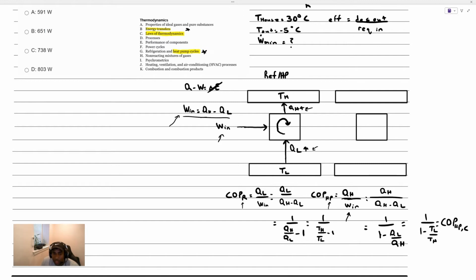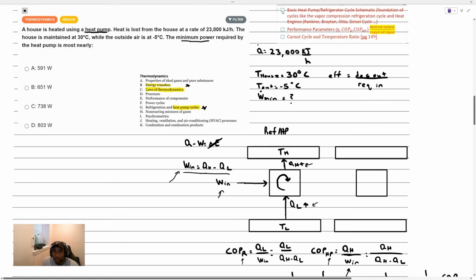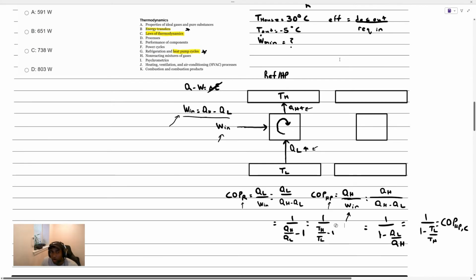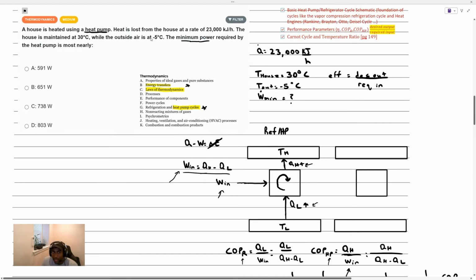Okay, so I know that was a lot of words to essentially explain the basics of a refrigerator and some of those performance parameters and the idea of that temperature ratio and the Carnot cycle. But with this, we would be able to solve this problem. I'm going to quickly talk through the idea of a heat pump. For a heat pump, all we're doing is taking energy from a low temperature source. Like for this problem, we have a low temperature source at -5 degrees C.